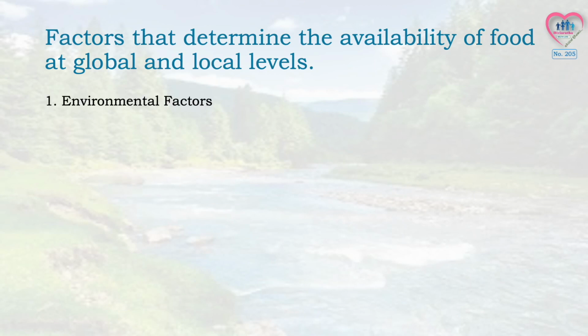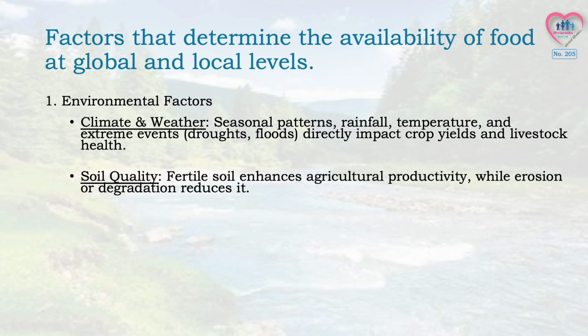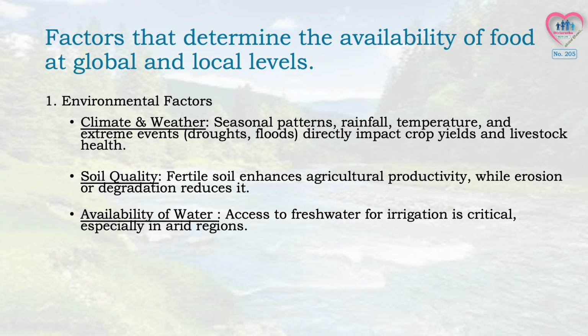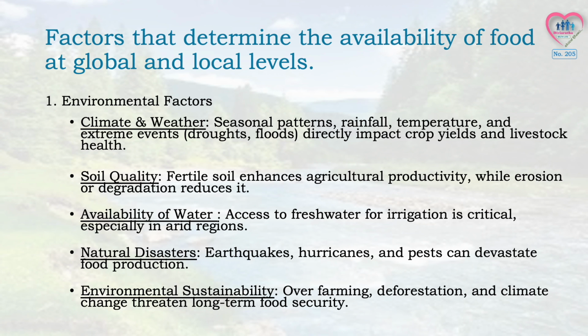Firstly, environmental factors. They are climate and weather, seasonal patterns, rainfall, temperature, and extreme events, droughts, floods, directly impact crop yields and livestock health. Soil quality. Fertile soil enhances agricultural productivity, while erosion or degradation reduces it. Availability of water. Access to fresh water for irrigation is critical, especially in dry regions. Natural disasters, earthquakes, hurricanes, and pests can devastate food production. Environmental sustainability. Overfarming, deforestation, and climate change threaten long-term food security.